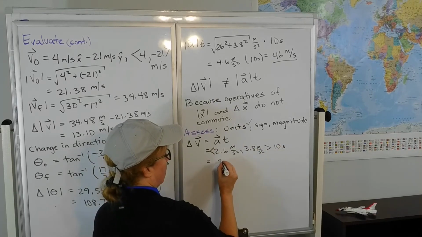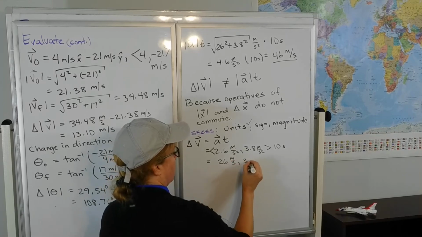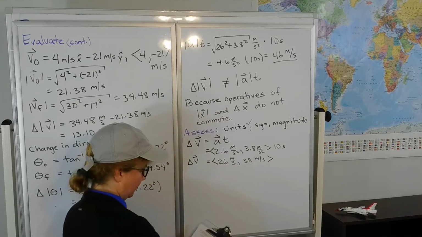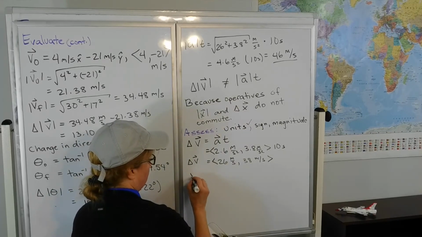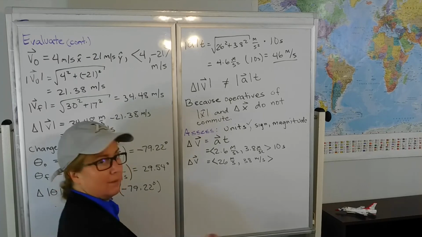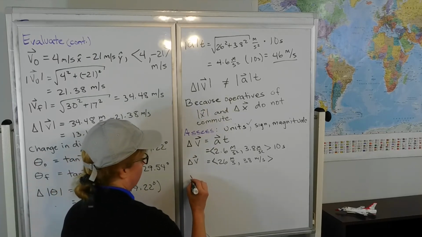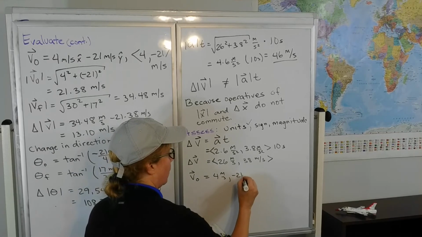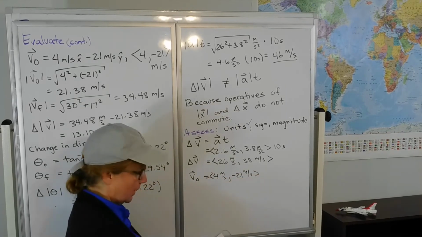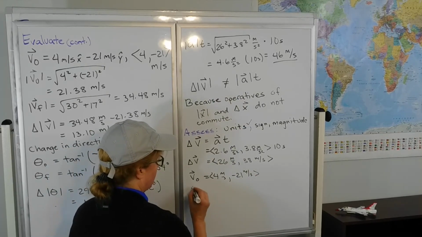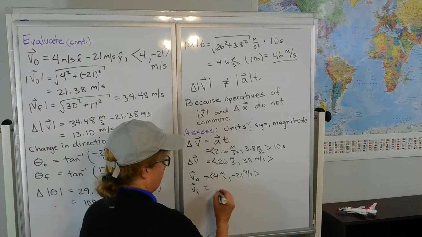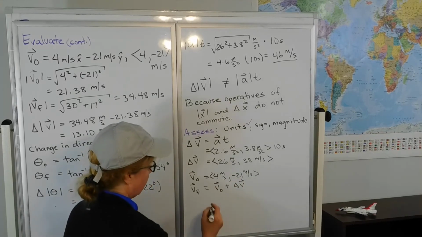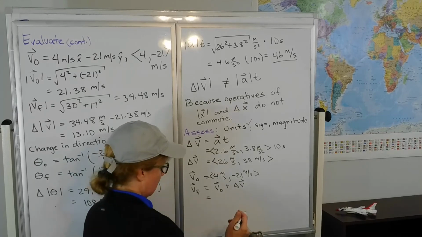So we can multiply that through. 26 meters per second and 38 meters per second are going to be the x and y components of the change in the velocity vector. Now, the initial velocity vector, we know. We had computed the initial velocity vector to be 4 meters per second in the x direction and negative 21 meters per second in the y direction. So if we did that correctly, then the final velocity vector should be equal to the initial velocity vector, right, plus the change in velocity, all in vector form. So let's check that. We now have the numbers that we said were correct. Let's see if that works out.